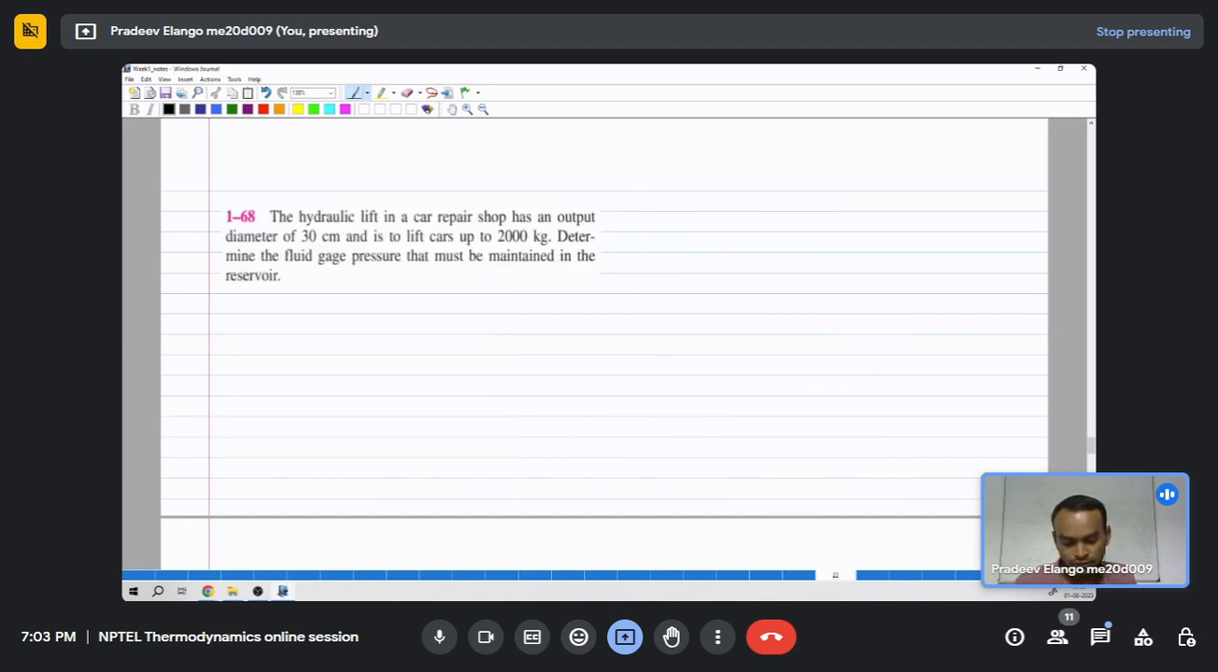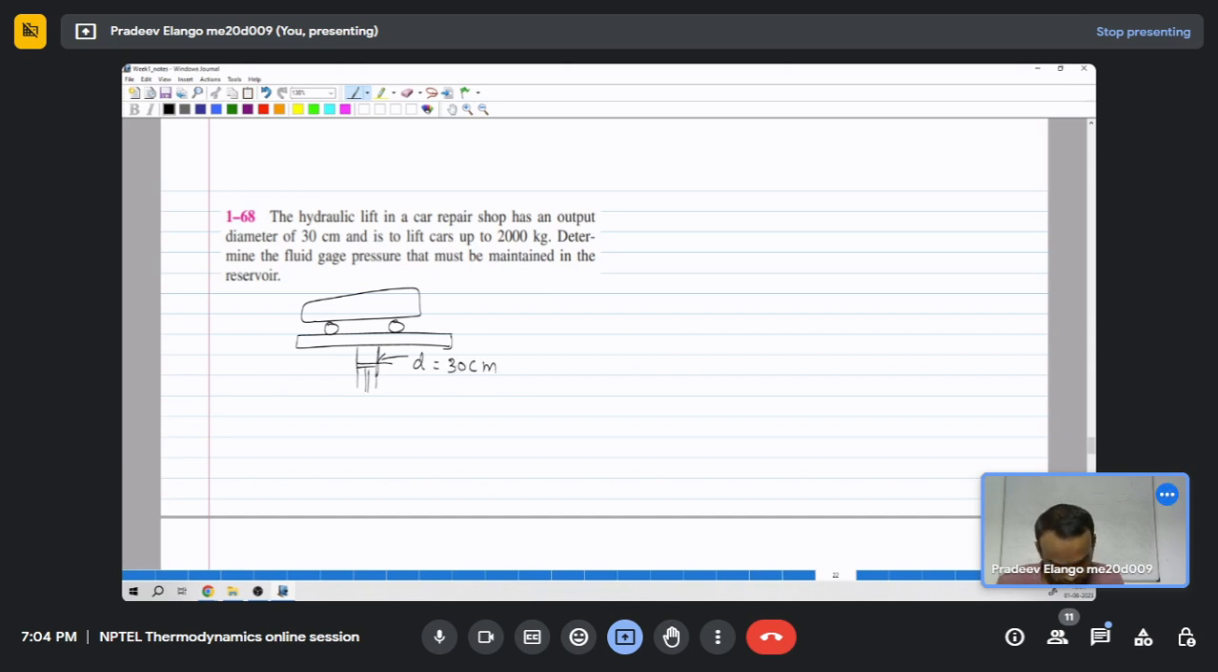The hydraulic lift in a car repair shop has an output diameter of 30 centimeters, and it is to lift cars up to 2000 kg. Determine the fluid gauge pressure that must be maintained in the reservoir. So maybe the car is lifted using a hydraulic piston, and this diameter is given as 30 centimeters.